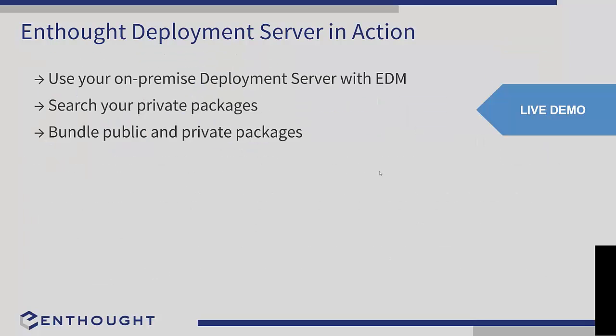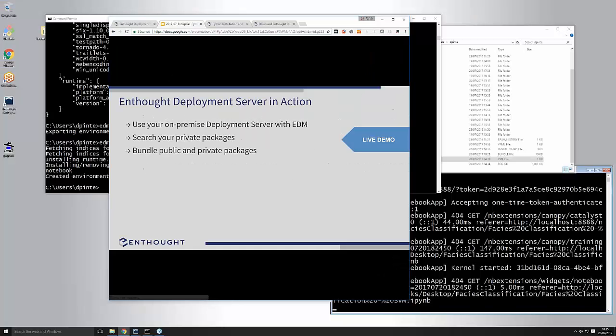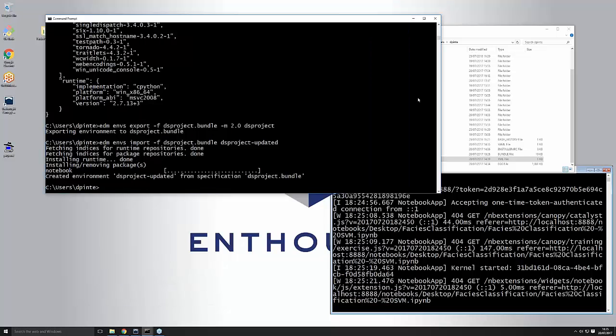So if you want to switch to using the deployment server with EDM, with the kind of demonstration I made a minute ago, it's very, very simple. The only thing you have to do is tweak the configuration file for EDM and just say, hey, here is my local deployment server.